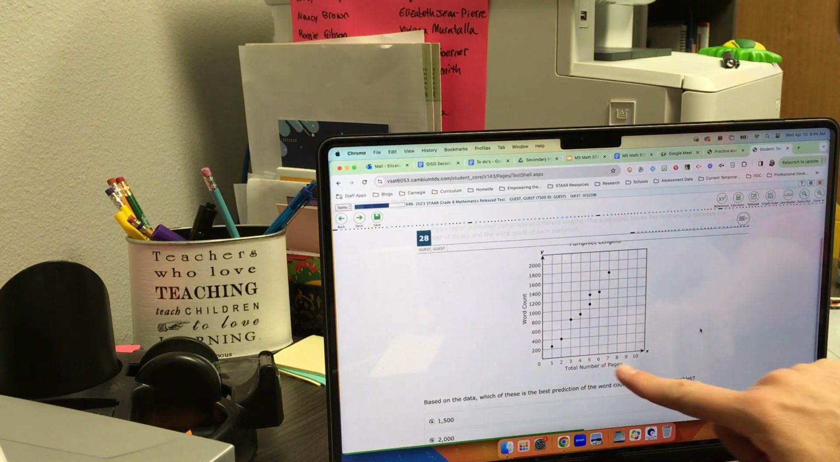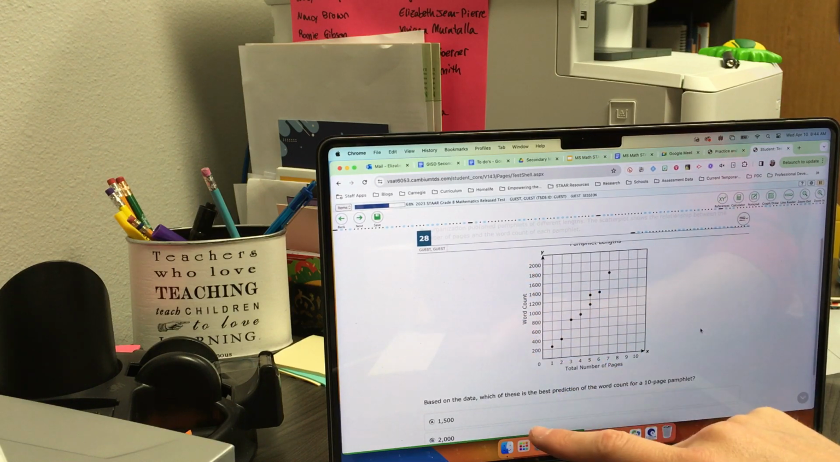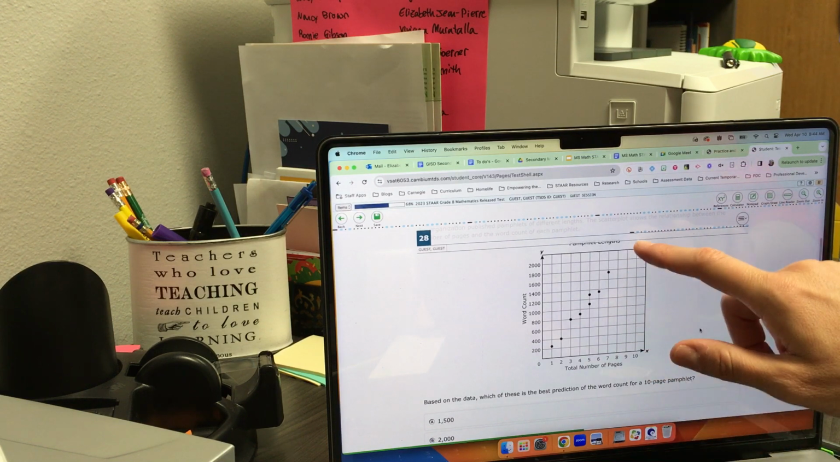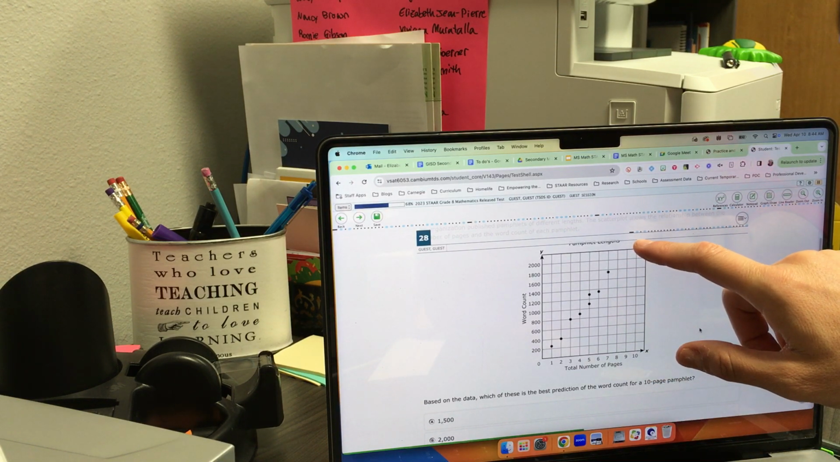So I see that pages are my x-axis and words are my y-axis. So I want to come over to where x is equal to 10. And what I need to figure out is what would be my y value when x is equal to 10.